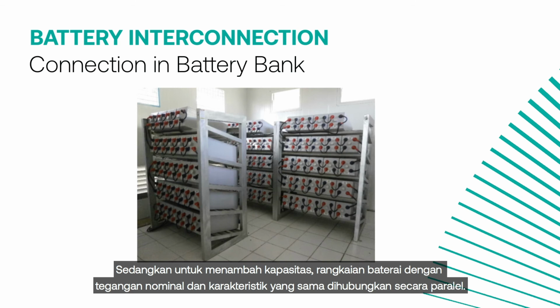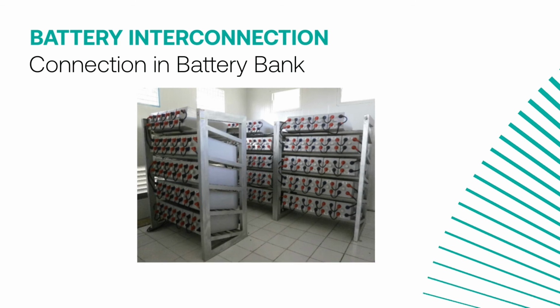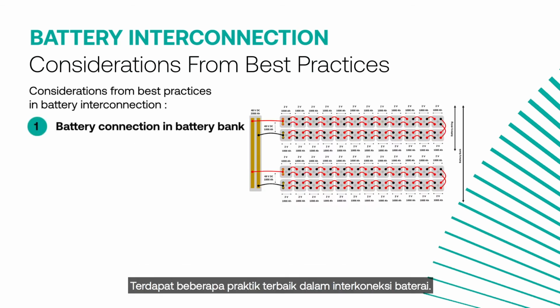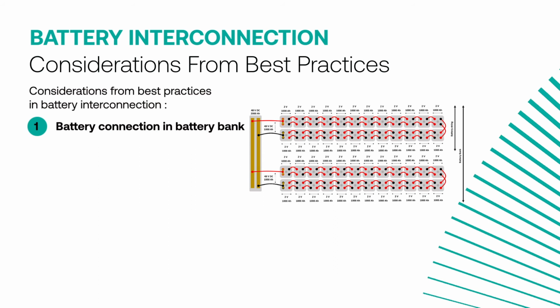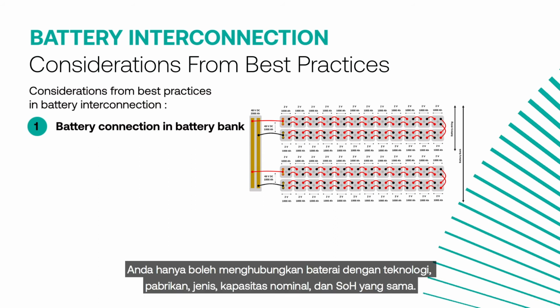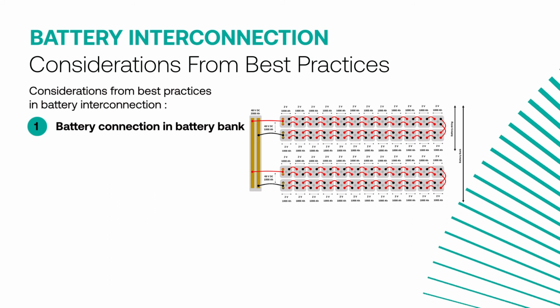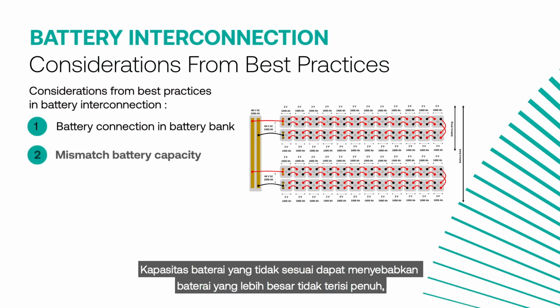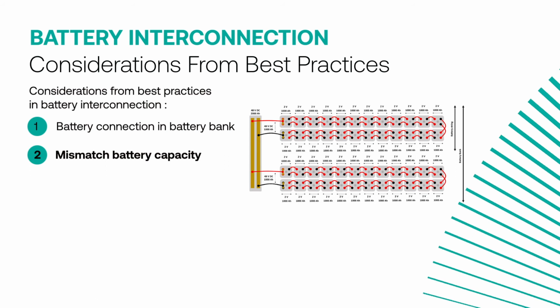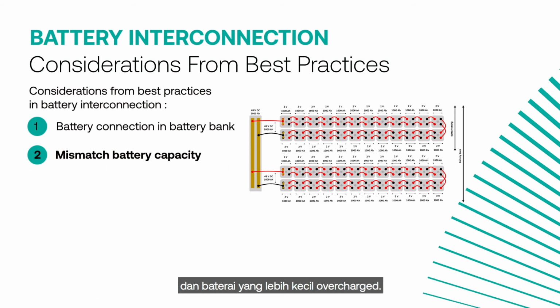Meanwhile, to increase capacity, battery circuits with the same nominal voltage and characteristics are connected in parallel. There are some best practices in battery interconnection. You should only connect batteries with the same technology, manufacturer, type, nominal capacity, and state of health in the battery bank. Mismatching battery capacity can cause the larger battery to be not fully charged and the smaller battery to be fully or even overcharged.